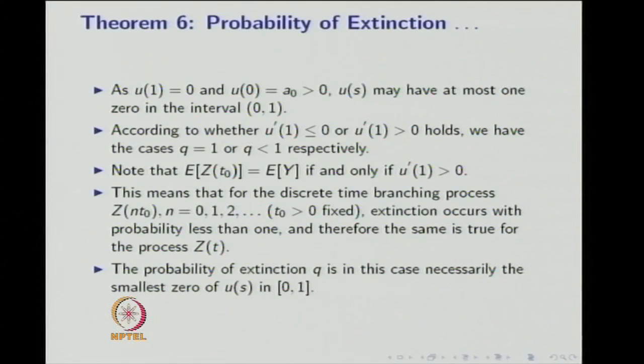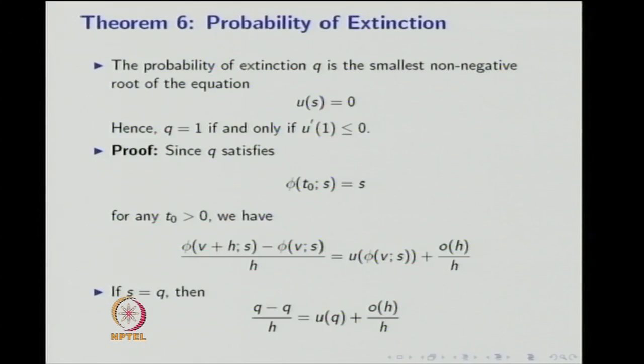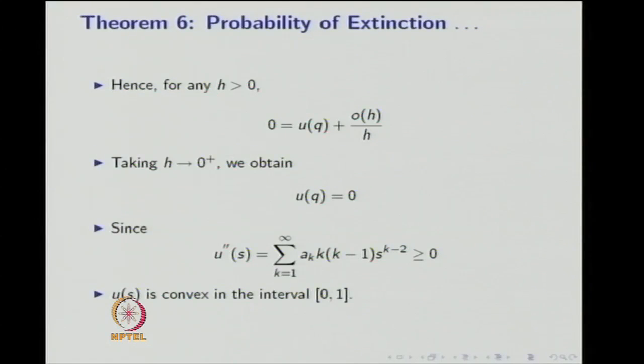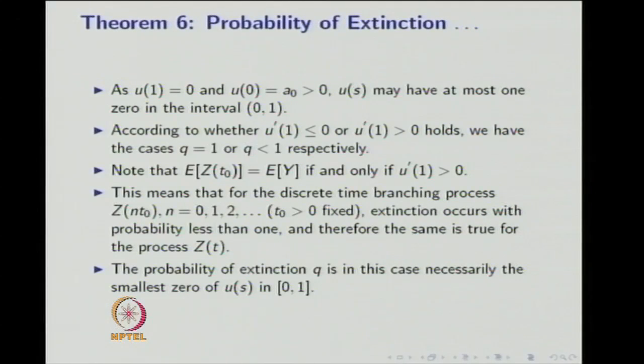As U of 1 equal to 0 and U of 0 is equal to A naught, which is greater than 0, U of S may have at most 1 zero in the interval 0, 1. The way we defined U of S, U of S is summation A K S power K. Therefore, U of 1 will be 0 and U of 0 will be A naught, which is greater than 0. With that assumption only, the probability of extension is possible. According to whether U double dash is less than or equal to 0 or greater than 0, we have the case Q is equal to 0 or Q is less than 1 respectively.